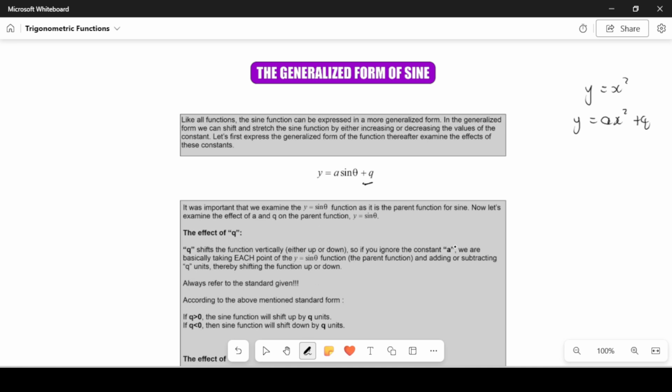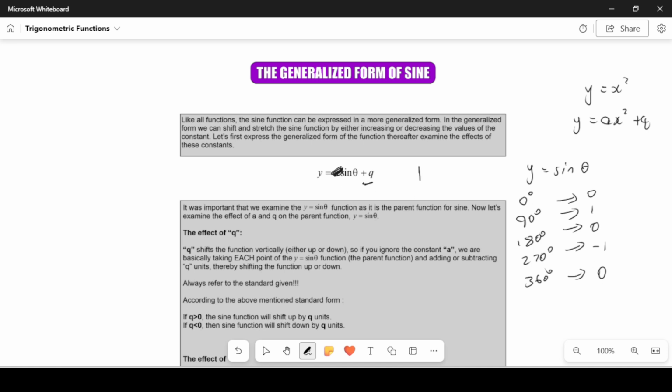So if you ignore the constant a, let's work with one thing at a time. We have two things, but let's work with one thing at a time. So if I had the function y is equal to sine of theta, when I input 0 degrees, 90 degrees, 180 degrees, 270 degrees, and 360 degrees, what's the outputs? What's the output? For 0 degrees, we get 0. We get 0, 1, 0, minus 1, 0.